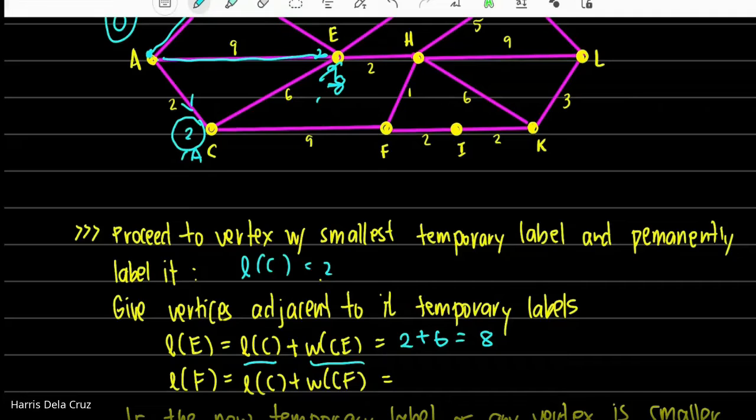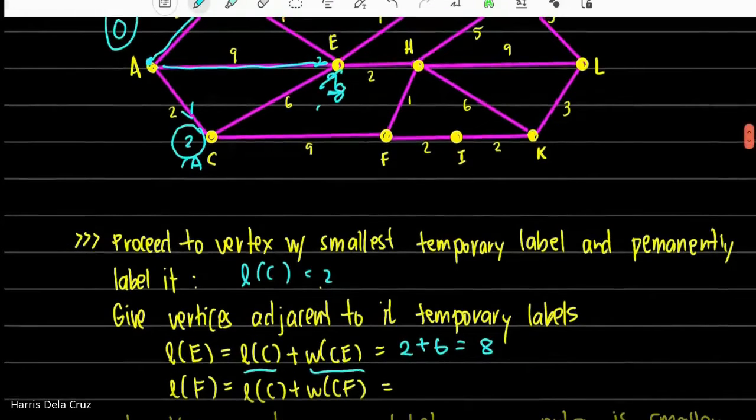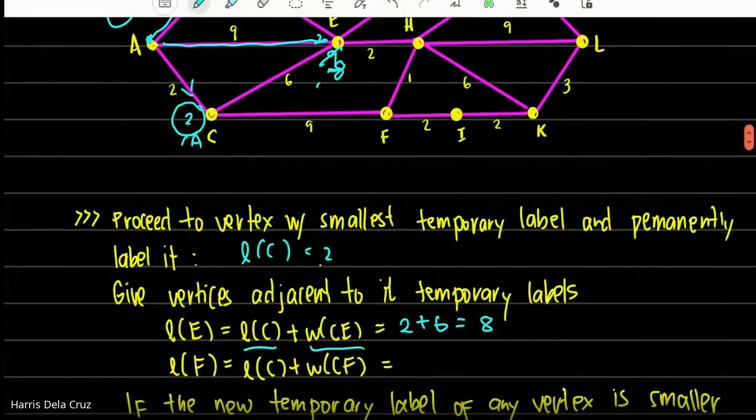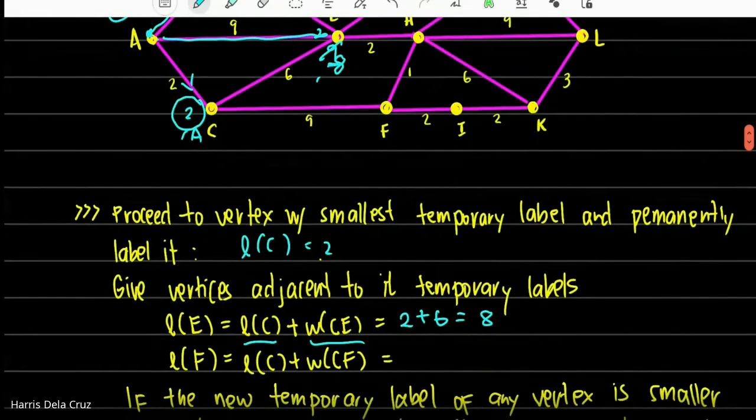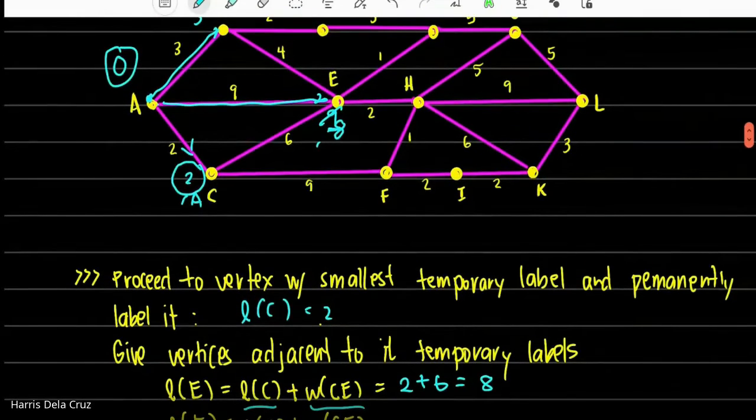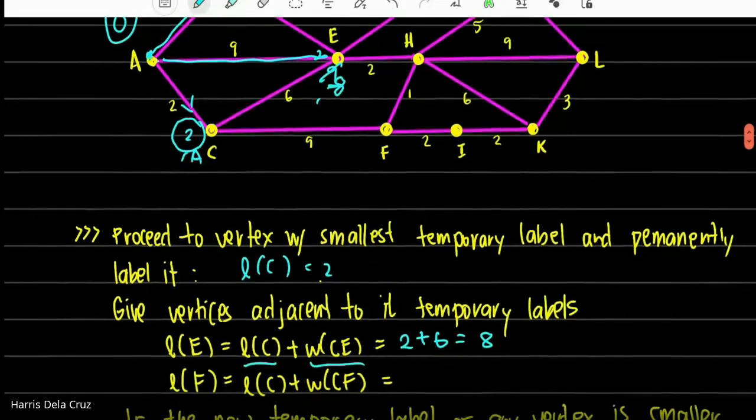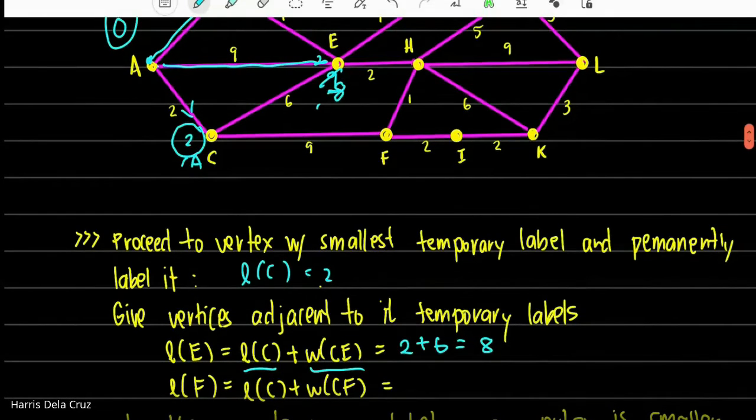So, yun yung nangyari. So, kaya pinalitan na natin. So, that's why ang concept natin kanina, temporary label lang. Kasi pwedeng may mas maigsing path papunta doon hanggat di natin nakikita ng lahat ng possible scenario. Okay. So, ang temporary label ngayon ni E ay 8. So, i-disregard na natin yung kaninang temporary label niya na 9. Now, ano naman yung temporary label ni F? So, label ni C plus weight papunta kay F galing kay C. So, that's 2 plus 9. So, that's 11.